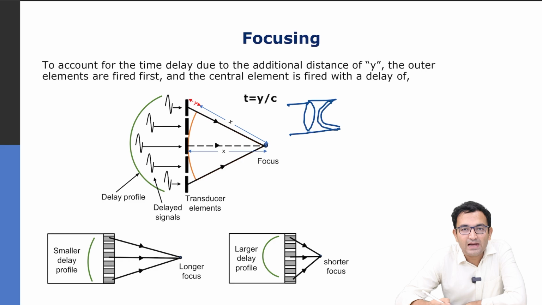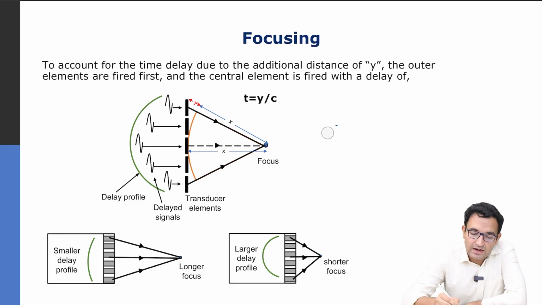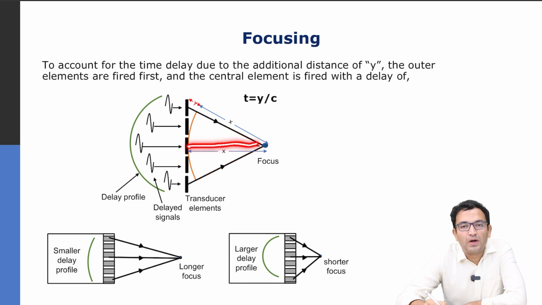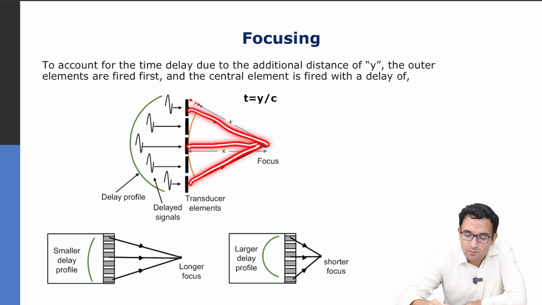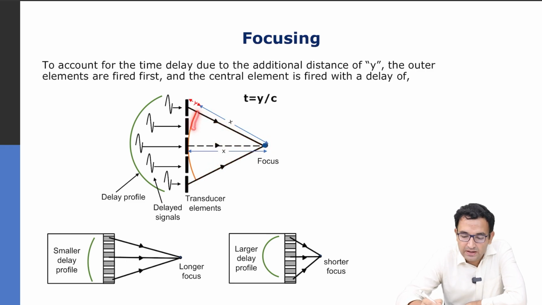But when you have an array transducer, what you can do is provide different delays. And here is an illustration. If you want the constructive interference to happen at the focal point, what you need to ensure is signals from all the elements should arrive in phase. And that's going to happen when you compensate for the change in path length.